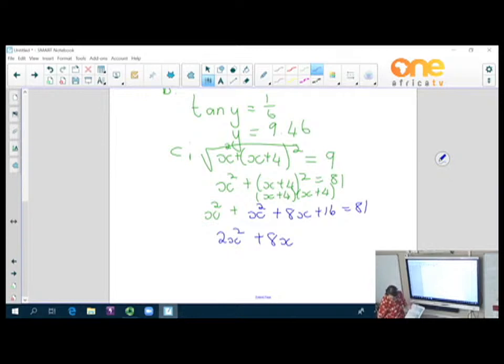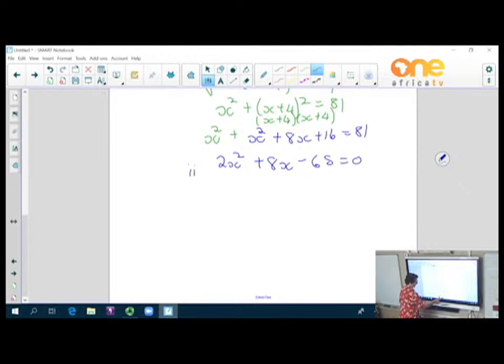16 minus 81 is equal to negative 65. And at number 2, they say now again, solve this equation. And look what they say there. Show your working. Give your answer to 2 decimal places, which means that this is going to be with a formula. I hope you can still remember what we were doing.